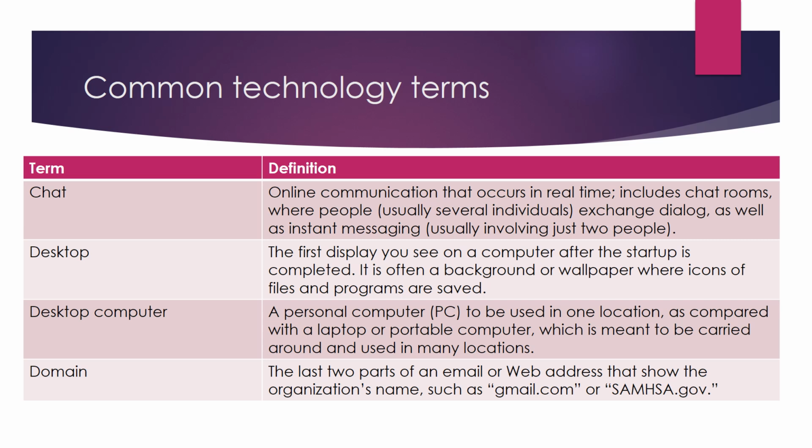A domain, this is the last two parts of an email or a web address that shows the organization's name, like at gmail.com or at samhsa.gov. This is the domain name. So in an email address, you would have the at symbol and then the domain name.